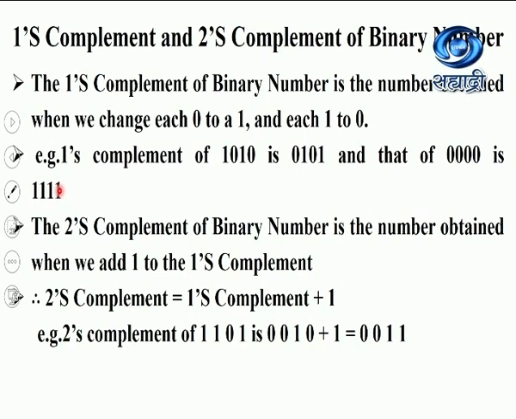For example, the twos complement of 1101 is 0010 plus 1. So the twos complement of 1101 will be 0011. In this fashion we can find the ones complement and twos complement of any binary number.